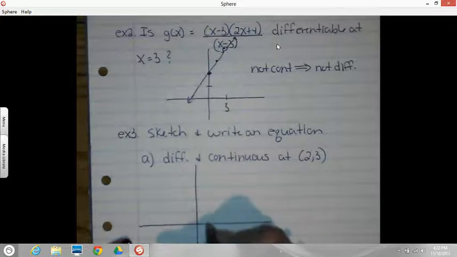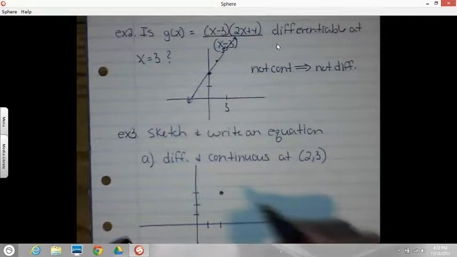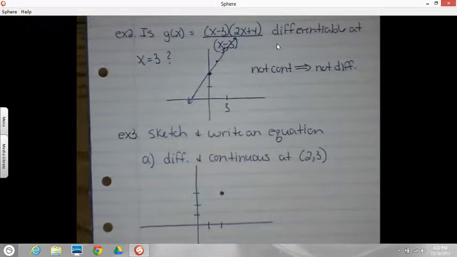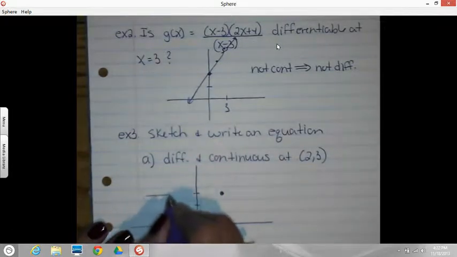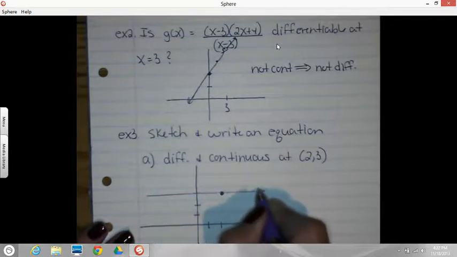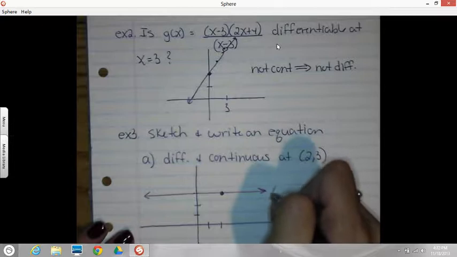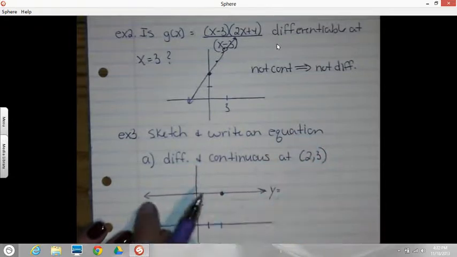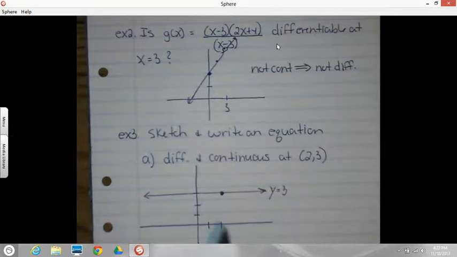So if I go over 2 and up 3, I'll do several equations here. I can go with a horizontal line. The equation for that line would be y equals, remember all horizontal lines are just y equals the number they're passing through. So that linear function derivative I know is 0 and it's continuous.